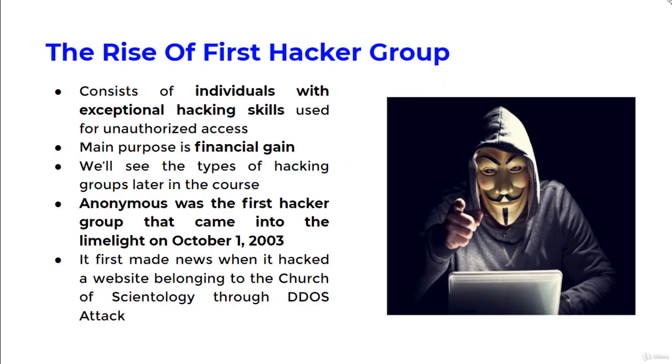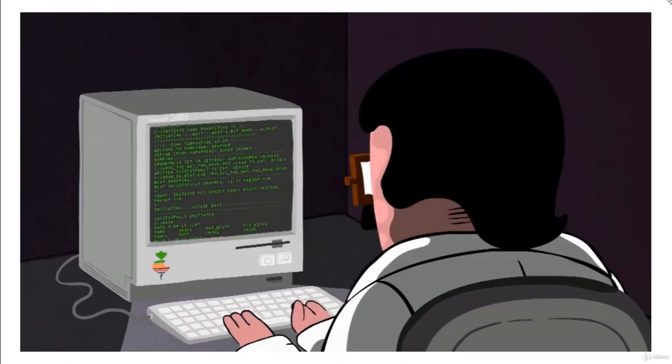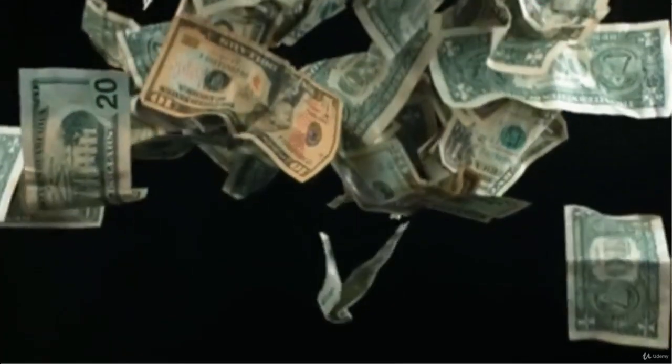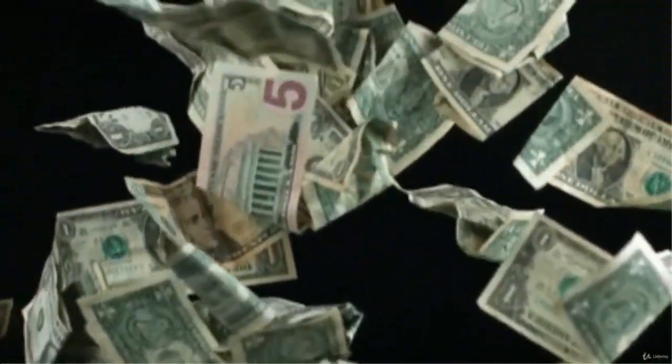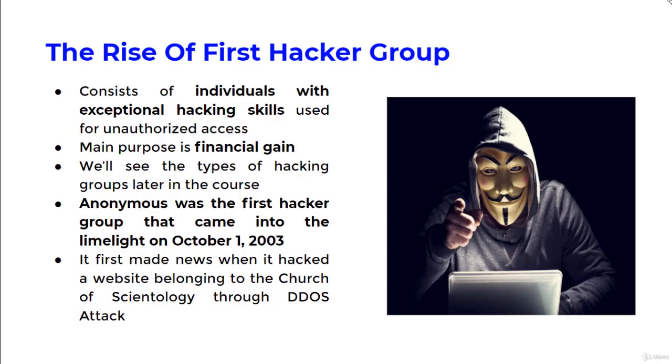Then came the first hacker group. What is a hacker group? It consists of individuals with exceptional hacking skills, but they use them for unauthorized access and illegal activities. The main purpose of such hacker groups is financial gain. We'll see the types of hacking groups later in this course, but for your knowledge, Anonymous was the first hacker group that came to light, on October 1, 2003. It first made news when it hacked a website belonging to the Church of Scientology through a DDoS attack. And this is where hacking organizations started.